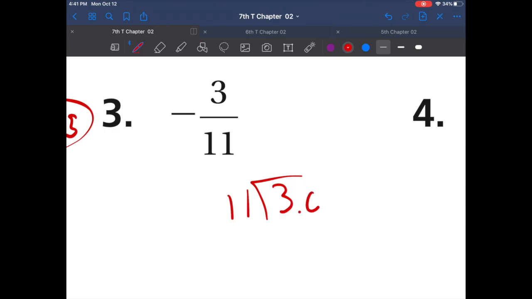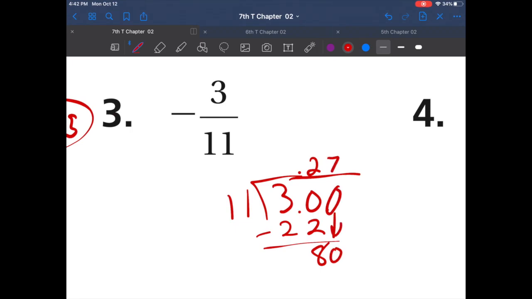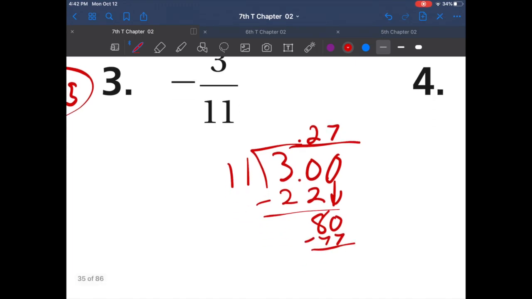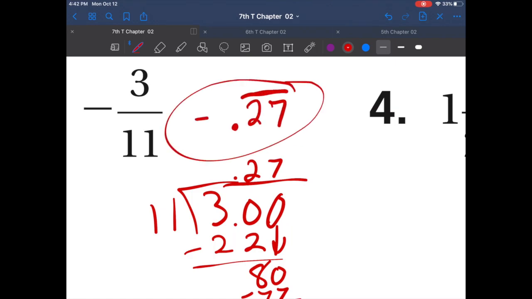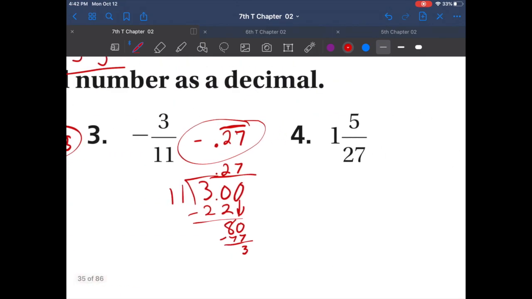3 divided by 11. Can 11 go into 3? No, it can't. Add a 0. Can 11 go into 30? Yes, it can. 2 times. That's 22. Subtract that, you get 8. Can 11 go into 8? No, it can't. Add a 0. Can 11 go into 80? Yes, it can. 7 times. 7 times 11 is 77. And then we get 3 again. So I already figured out that it's going to repeat 30 and then 80. So my answer for this problem is just negative 27 repeated.